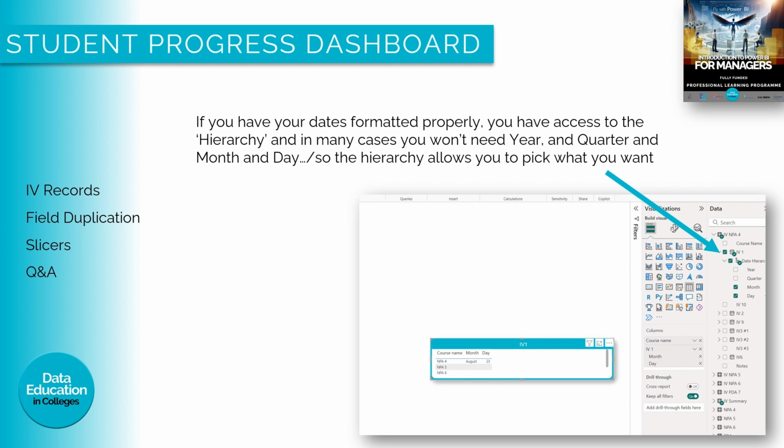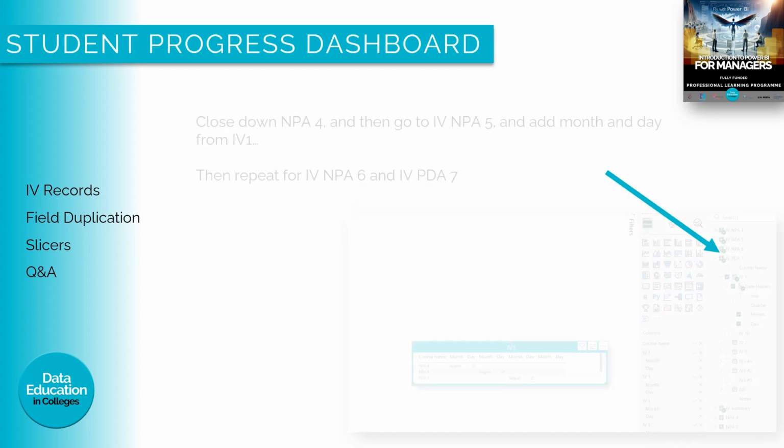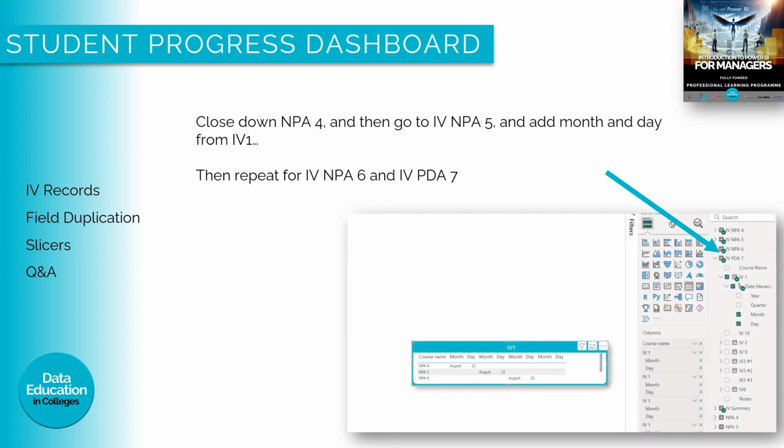Once you've added the IV1 from NPA4, close that one down, go into IV NPA5, add month and day from there, and then repeat that process for IV NPA6 and IV PDA7. As you go through them, close down the chevrons. It'll make things a lot more manageable for you.